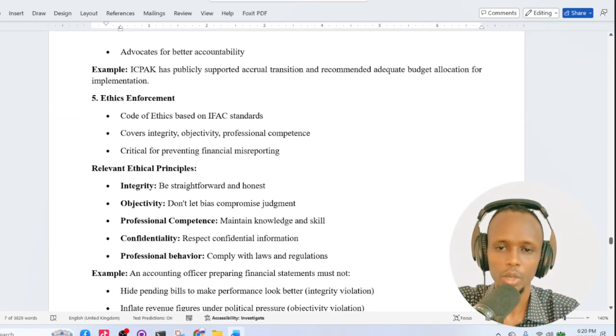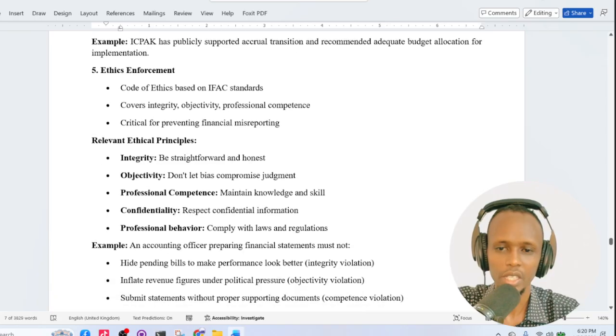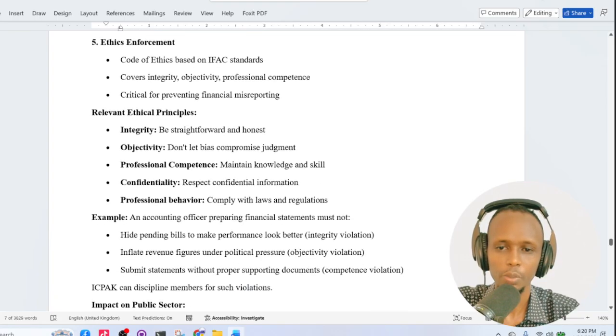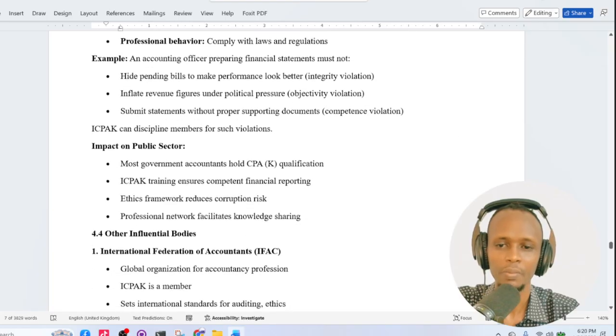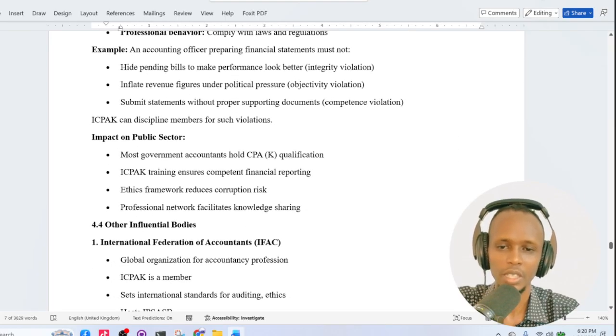Ethics enforcement, code of ethics based on IFAC standards. So they also enforce ethics. Relevant ethical principles include integrity, objectivity, professional competence, confidentiality, and professional behavior. So far, impact on public sector, most government accountants hold CPAK qualification, and they provide training which ensures competent financial reporting.